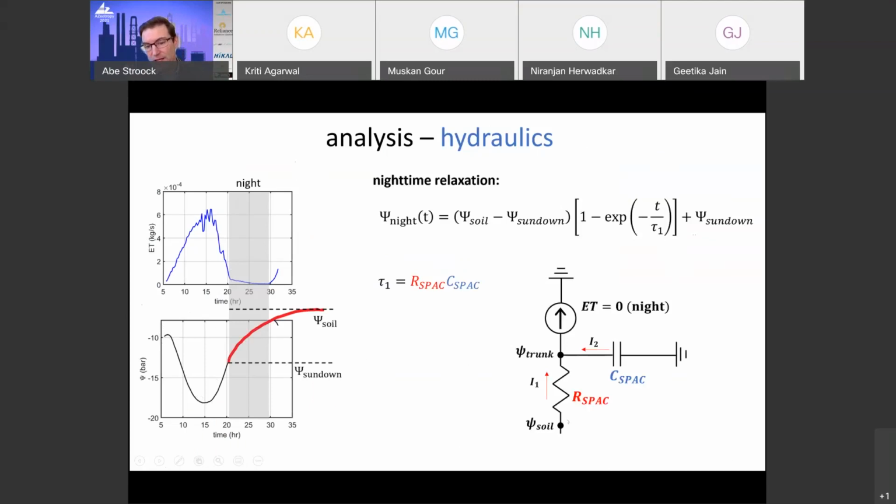So if I drew that circuit, the simplest version of a circuit for the plant is a single hydraulic capacitance being fed through a single hydraulic resistance. And this is the soil, plant, atmosphere continuum for these two. So what if we just say that this is a current source driving a simple RC circuit like you saw in high school or freshman physics? Well, this is an analytically solvable system. It tells us that we should have a single exponential relaxation every night as the system turns off.